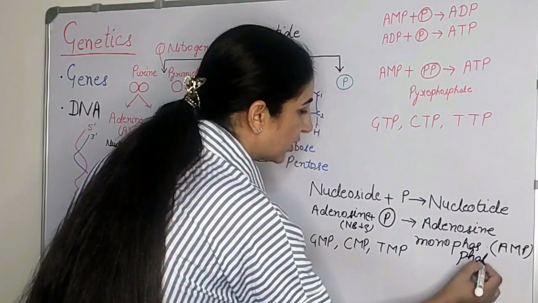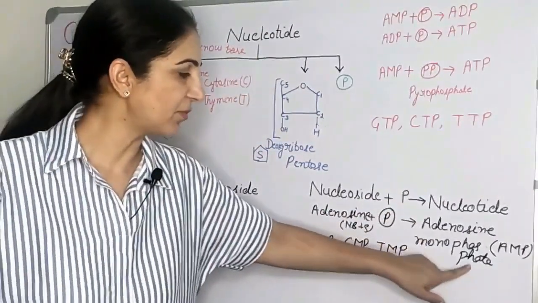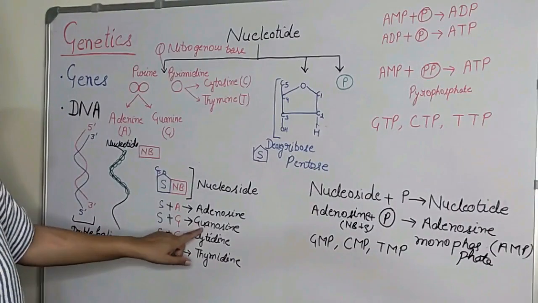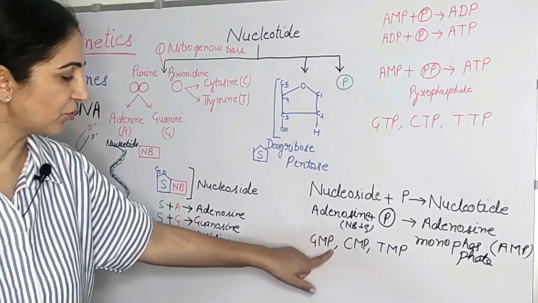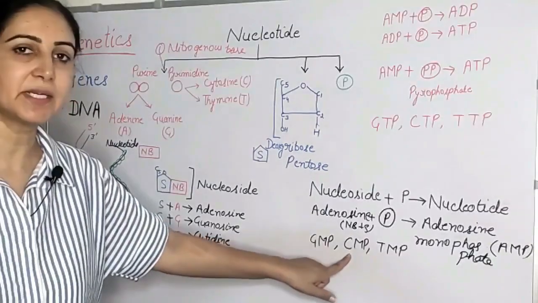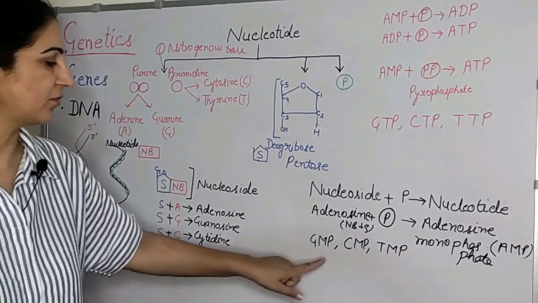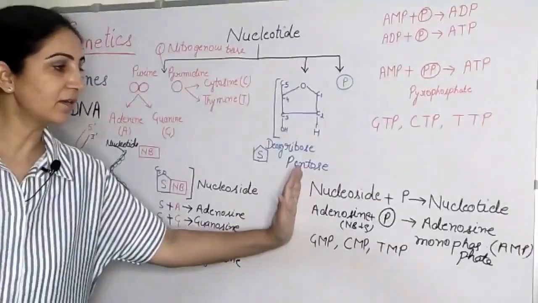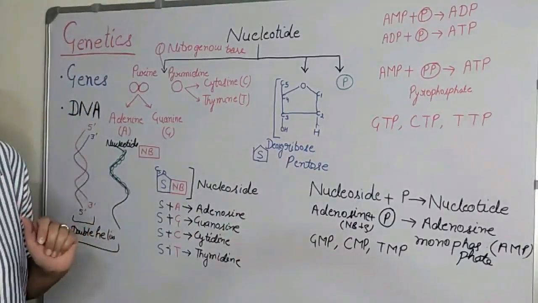Adenosine monophosphate is abbreviated as AMP. Similarly, if we combine guanosine with phosphate, we will have guanosine monophosphate. Similarly, cytidine plus phosphate will make cytidine monophosphate, and thymidine plus phosphate will make thymidine monophosphate. Now what we have done, we have synthesized the nucleotides with one phosphate group.